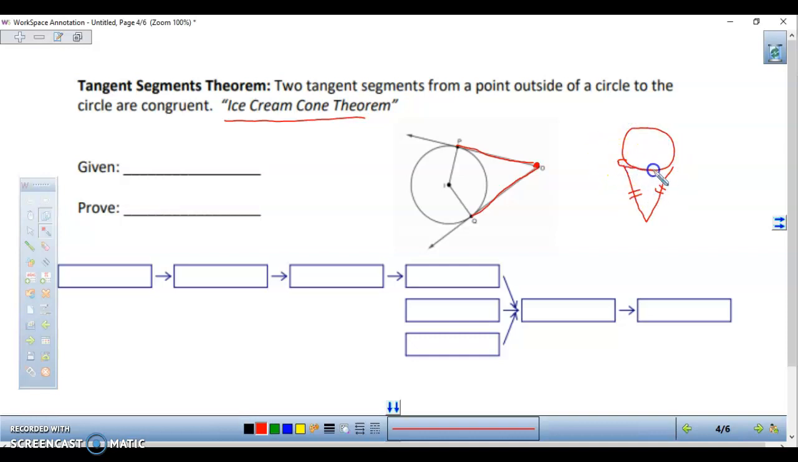Oh, me. There's my ice cream. Oh, man, look at that. Oh, yeah, cherry on top. Boom. All right, ice cream cone theorem.